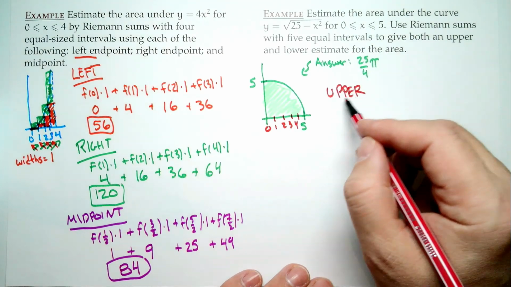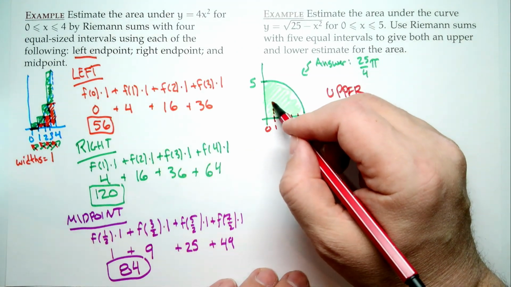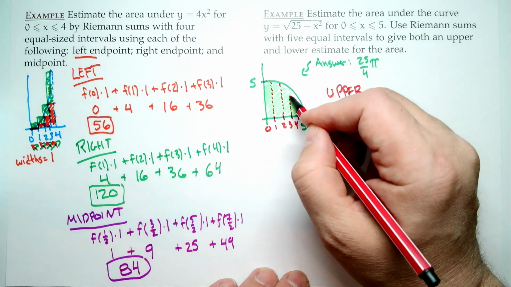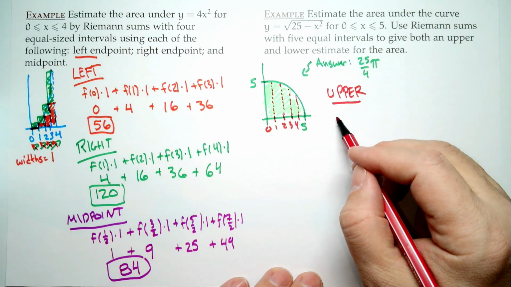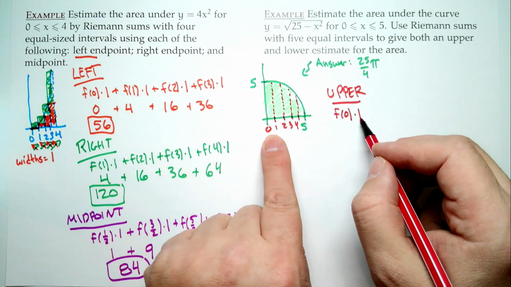Now what that means is for each one of my intervals, I'm going to go up to the line here. We go up and we say, all right, if I want an upper estimate, I always pick the largest value in that part. So between 0 and 1, where do I hit my maximum value? I hit it at 0. So for the first interval, I'm going to see what happens at 0 times the width of 1.